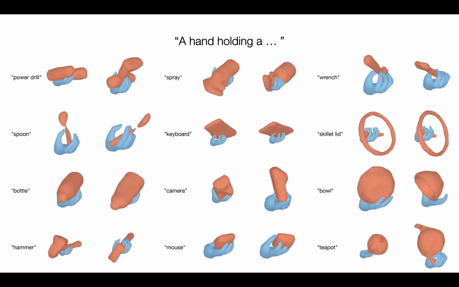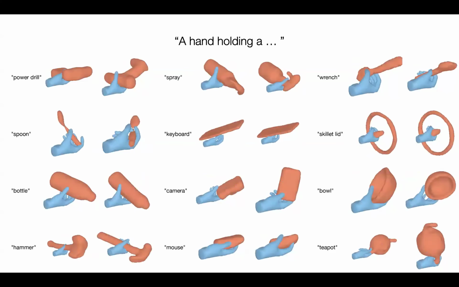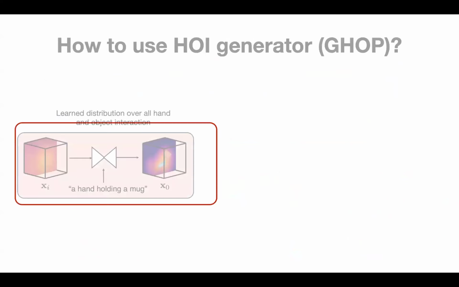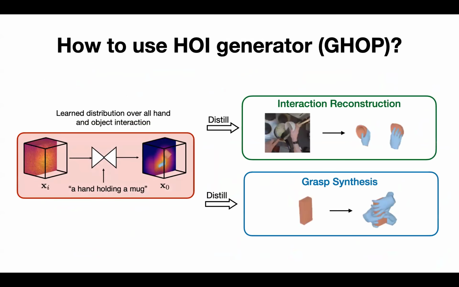All right, so now we have this diffusion-based hand-object interaction generator. What else can you use it for? In the paper, we show that it could be used for two things. One is interaction reconstruction. This is where you're given a video of a hand interacting with an object, and we use this GHOP model to estimate the 3D pose and shape of the object in the hand. And the second one is pose synthesis. We give GHOP a shape, and then we say, how would you grab this shape? And then we'll generate the different ways to grab it.